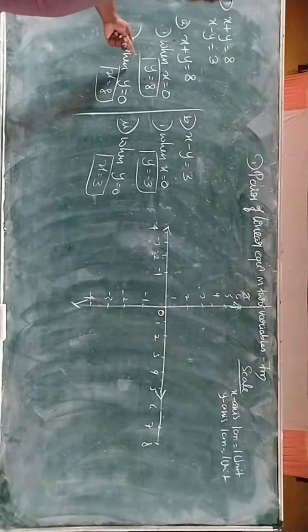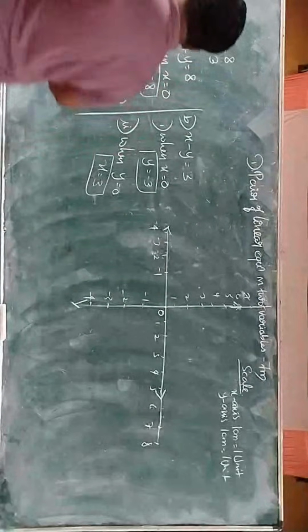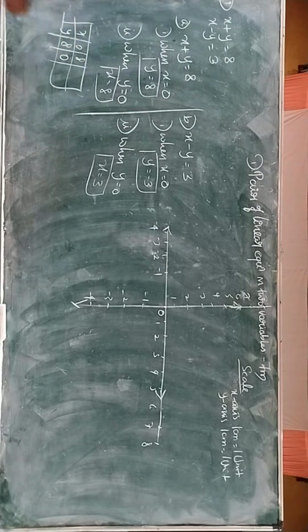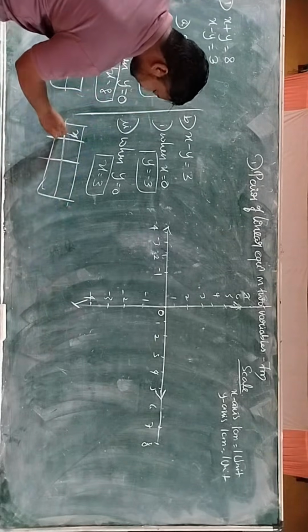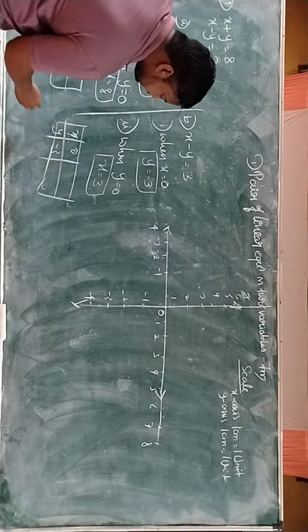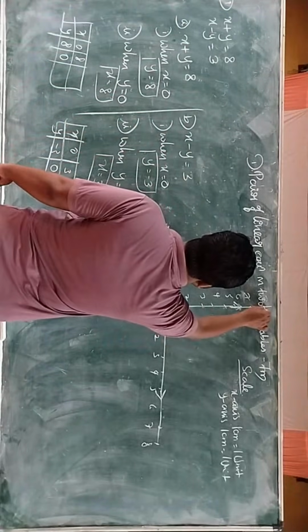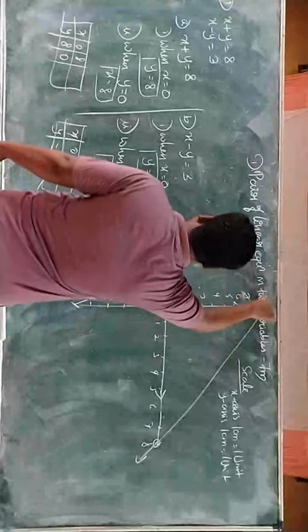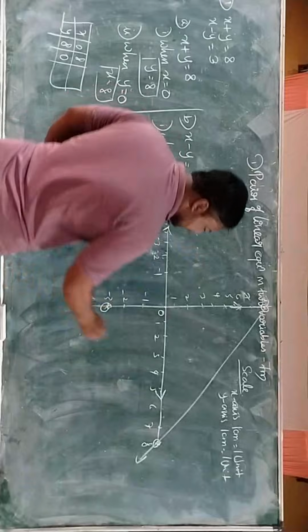Okay. So first one, when x is 0, y is 8. Otherwise you can draw small tables. x, y: when x is 0, y is 8; when x is 8, y is 0. Similarly here, x, y: when x is 0, y is minus 3; when x is 3, y is 0. Okay. So plot 0, 8 here, and when y is 0, x is 8. Then x 0, y is minus 3, and x is 3, y is 0.